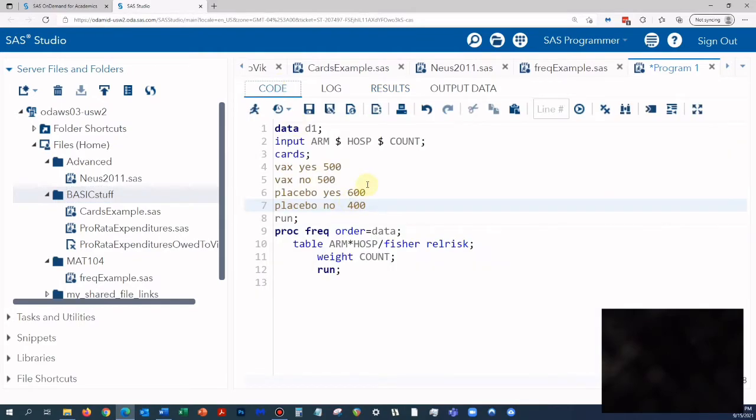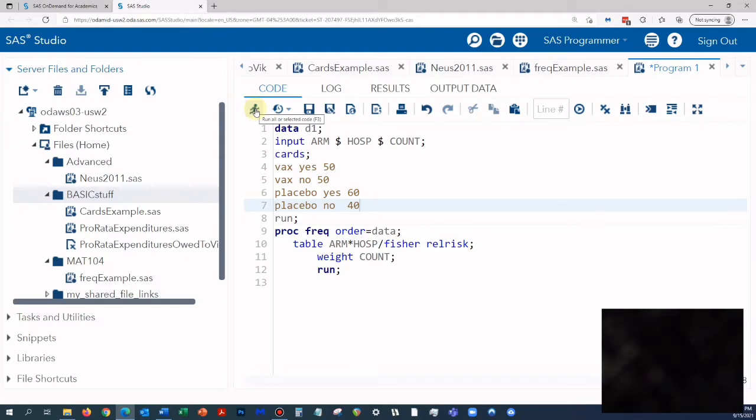But I want to go back and change this to the original data because it's easier to work with 100 than it is with 1,000, I mean, for the average person. So I want to go back. Now, I want to talk about relative risk.